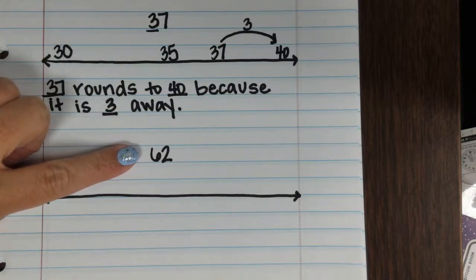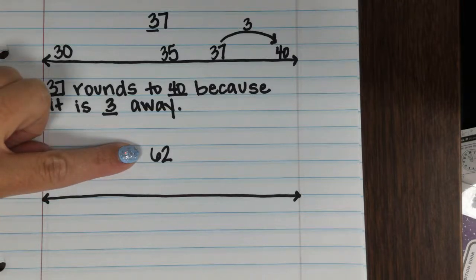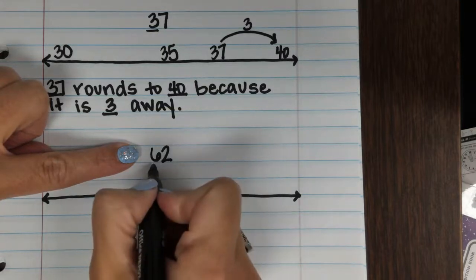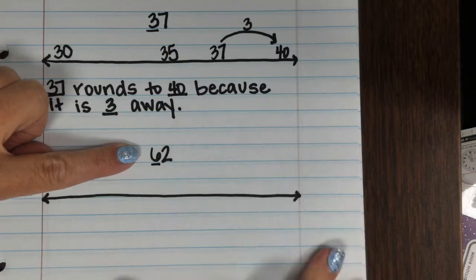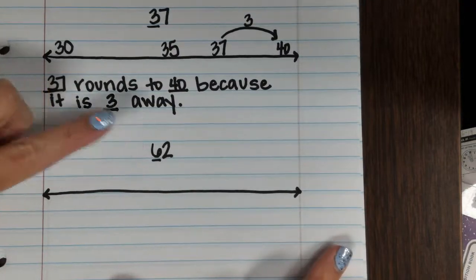Give me a secret signal when you know which digit is in the tens place. Which digit is in the tens place? Put your answer in your hand. Let's release. 6. Very good. The 6 is in the tens place. So I'm going to put a little mark to underline the tens place.